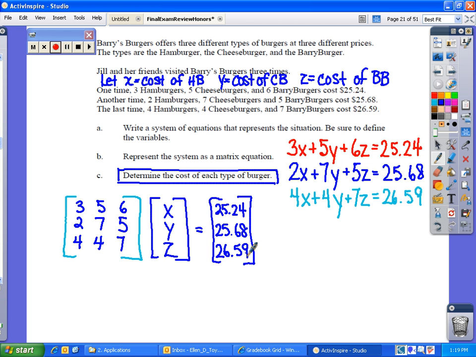Now, let's just review these matrices. The first one is the coefficient matrix. The second one is the variable matrix. And the final one has our total costs. The first matrix is 3 by 3. The second matrix is 3 by 1. Therefore, we expect the resulting matrix to also be 3 by 1.